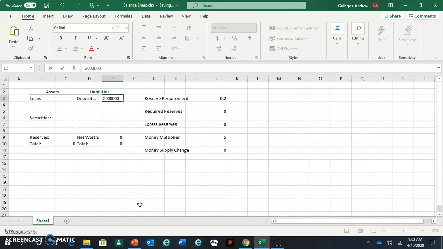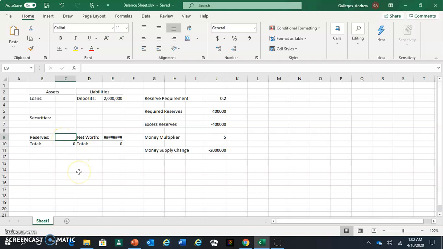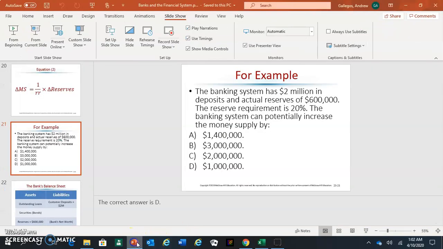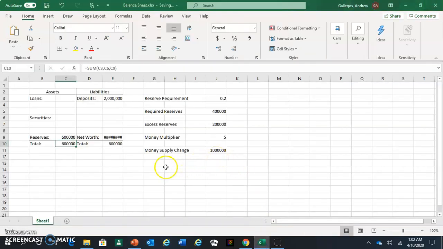That should be 2 million, right? 2 million in deposits, based on our formulas, changes everything. They need to have a certain amount of money in reserve, though. And in this case, it's 600,000. And look at that. This was in that multiple choice answer. 1 million is the correct answer. It actually says that down here. The correct answer is D right there. And we found it in Excel, which means we set it all up right.